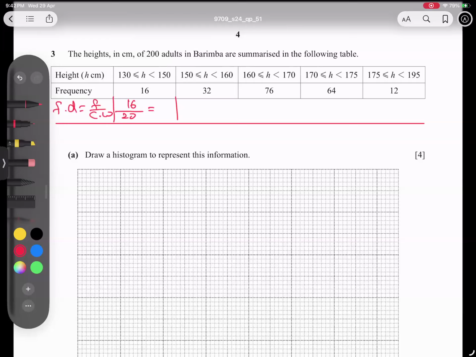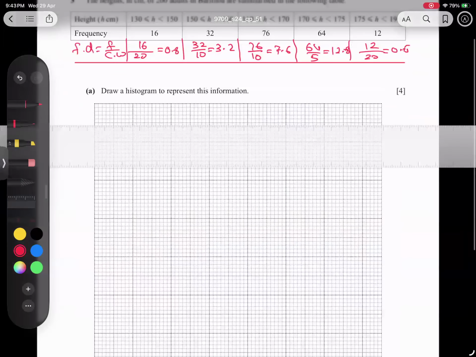Okay. Now, in the same way, we'll find the others also. 0.8 is here. What about the second column? 32 divided by the gap, 10, so 3.2. Now 76 divided by the gap, again 10, so 7.6. And 64 over 5, yes, that gives us 12.8. And the last column, 12 over 20, and I'm getting 0.6. I think all values are clear. Now I'm going to draw.